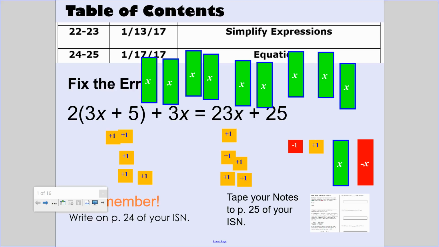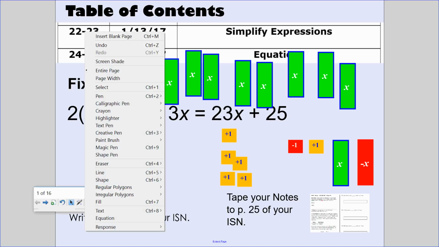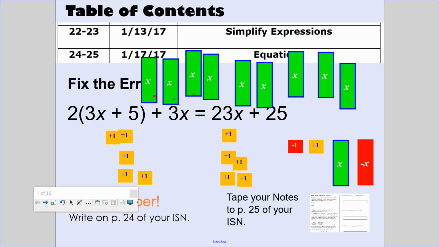Let me use my pen right here. I see 1, 2, 3, 4, 5, 6, 7, 8, 9, 9x plus 1, 2, 3, 4, 5, 6, 7, 8, 9, 10. So it's 9x plus 10. So this is not correct. I think what they did here is they put this together and they put this together.